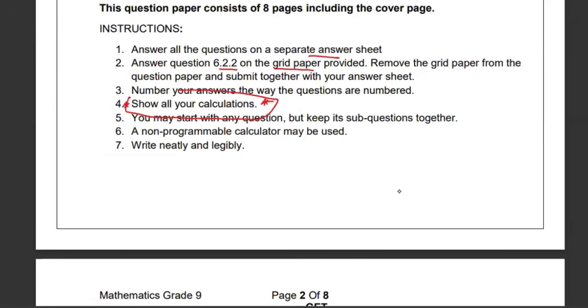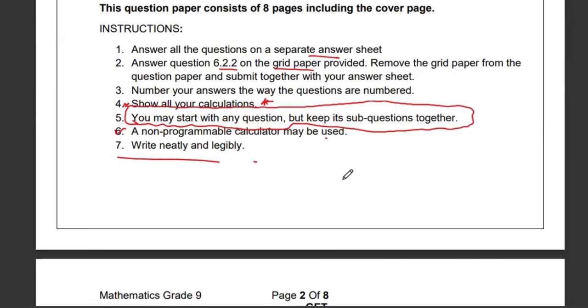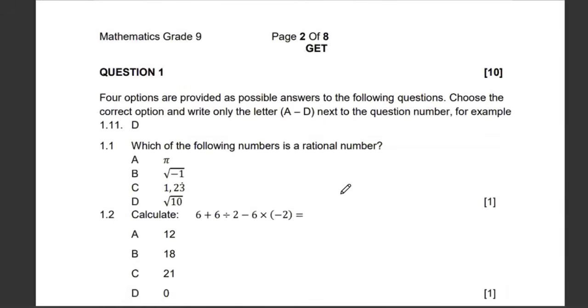The next, you may start with any question. I love this paper because it does not tell you that you must start with question number 1. Meaning that whatever question or section you feel comfortable with is what you can start with. In that way, you're going to save a lot of time. Then a non-programming calculator may be used, and you need to write neatly and legibly. All right, so question number 1, we have multiple choice questions. We have 10 of them. They're telling us 4 options have been provided as answers. We need to choose the most correct answer.